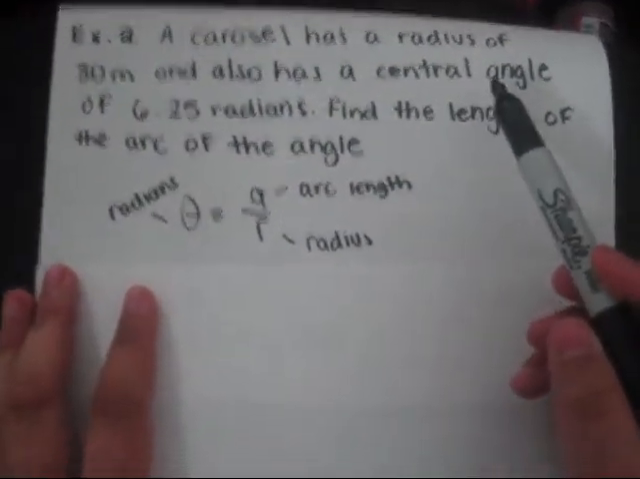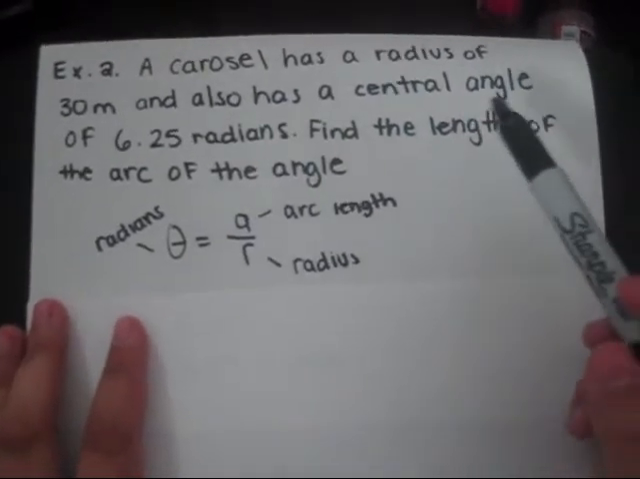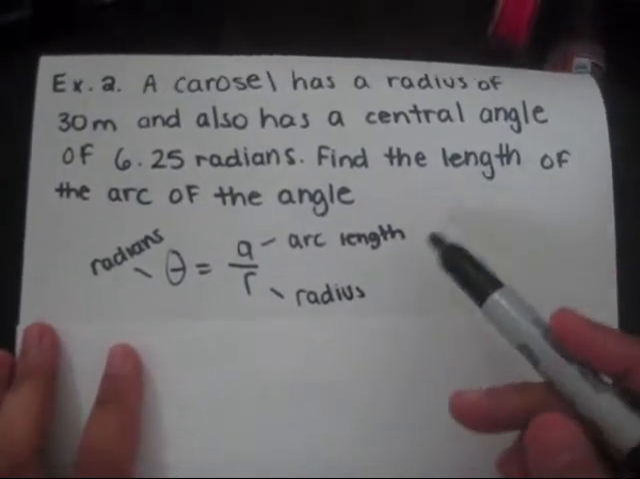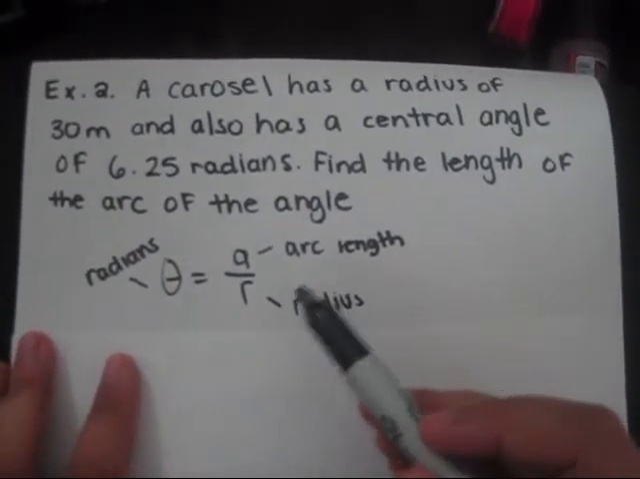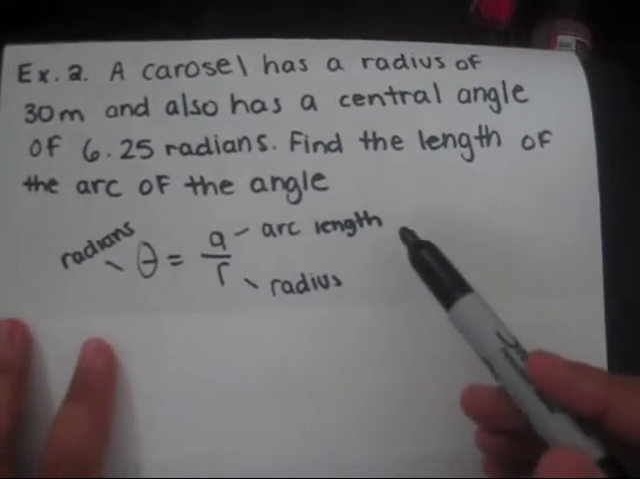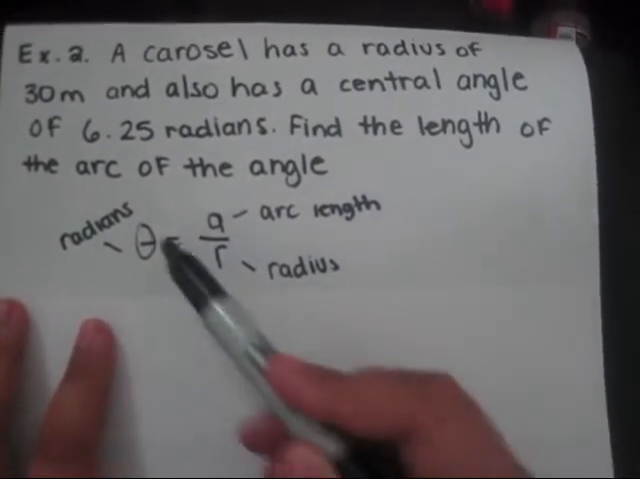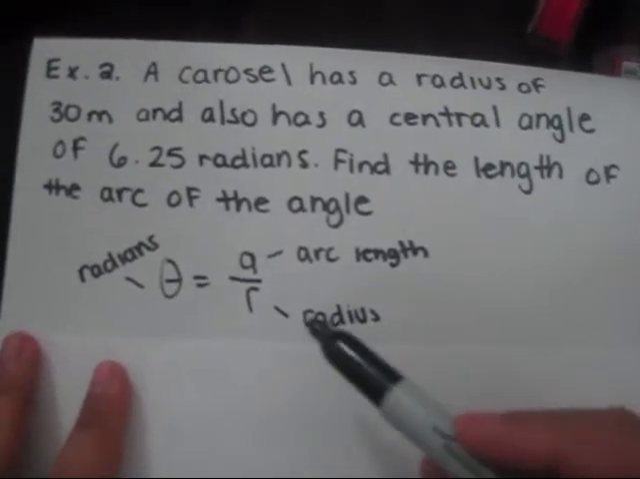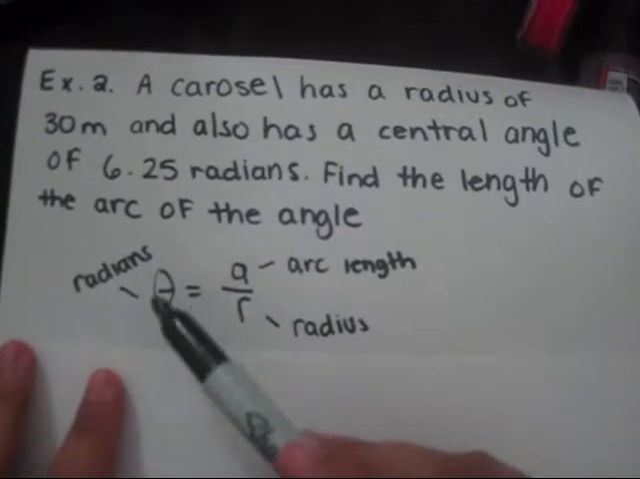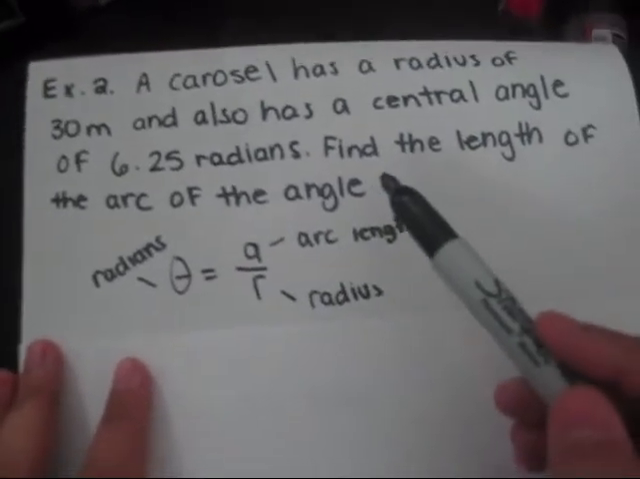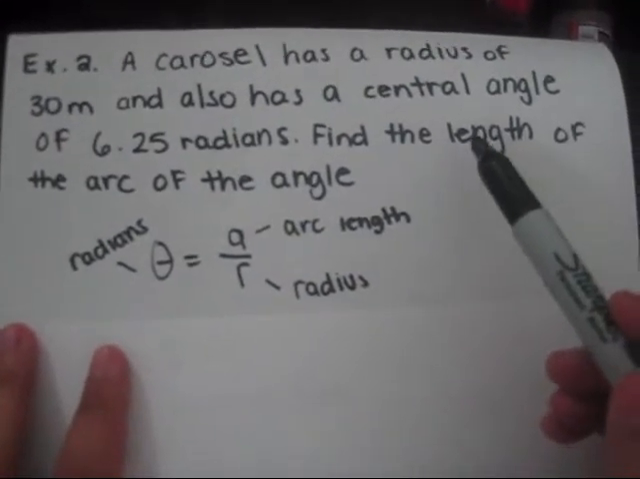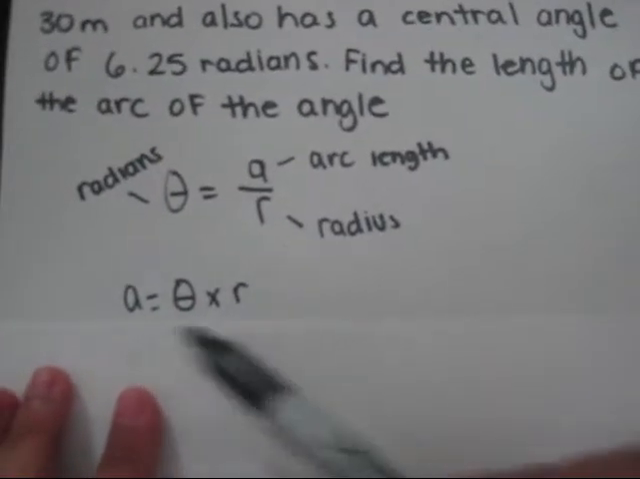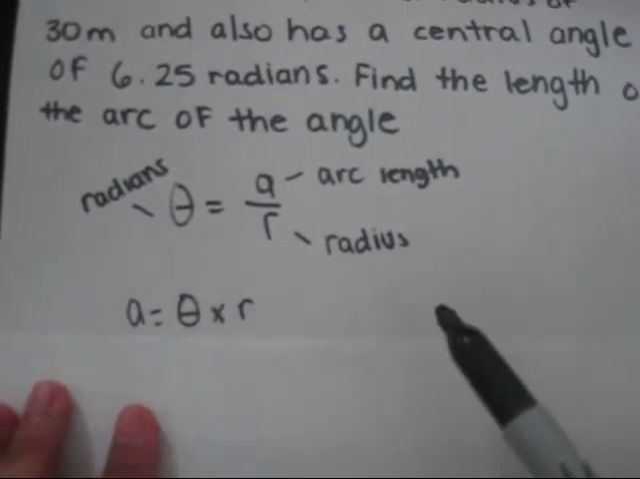A carousel has a radius of 30 meters and also has a central angle of 6.25 radians. Find the length of the arc of the angle. So the general formula would be theta equals A over R, A representing the arc length, R representing the radius, and theta representing the central angle. Here we are actually solving for theta, but the question is asking us to solve for arc length. So we have to rearrange the formula to A equals theta times R.